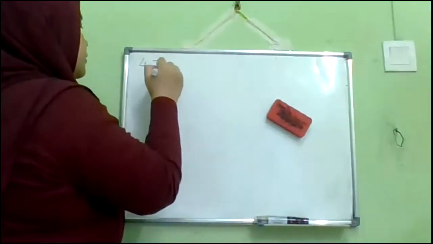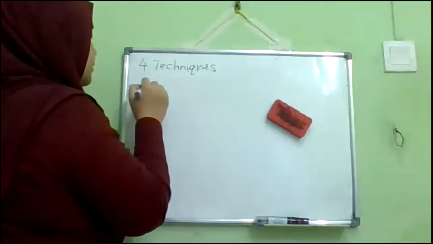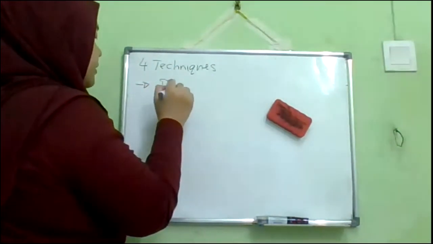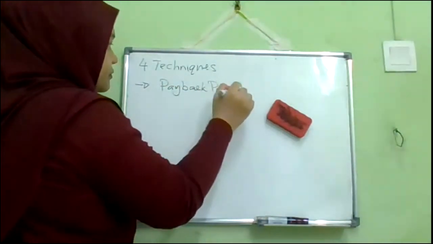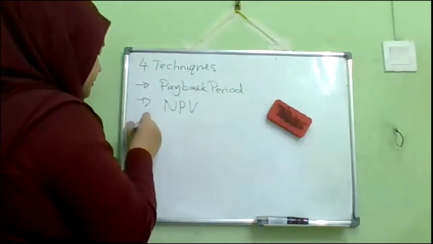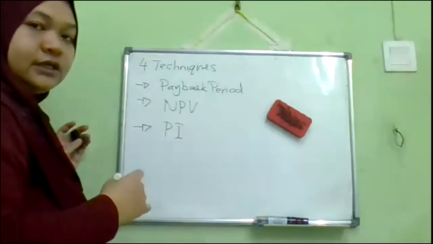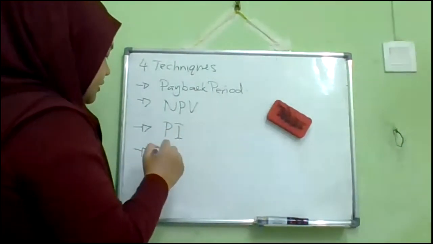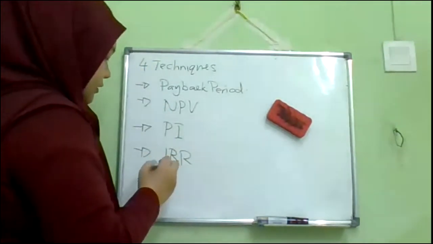Okay, when you do capital budgeting, there are four techniques that you are going to use. The first one is payback period. Second is net present value. Third is profitability index. And the fourth one is IRR, internal rate of return.